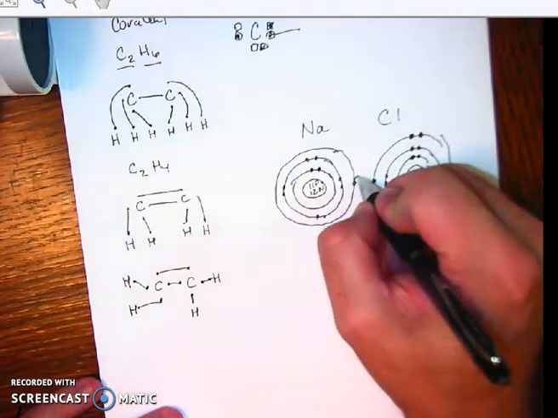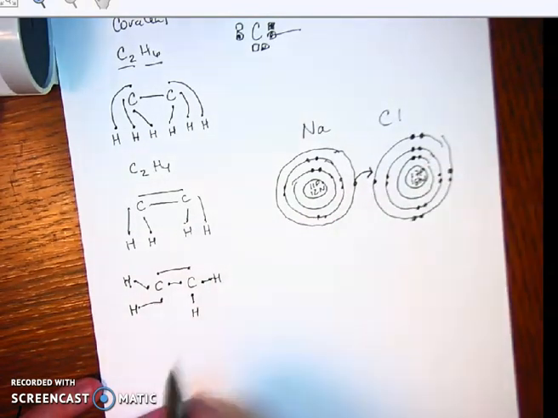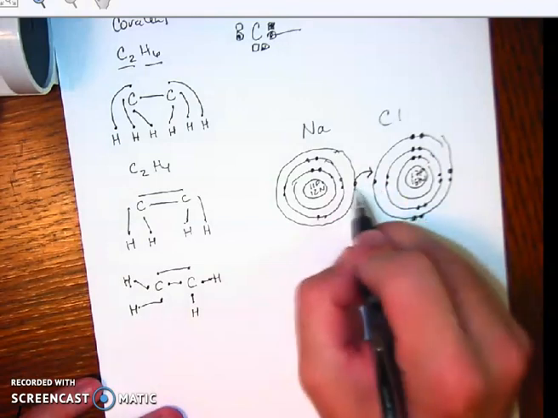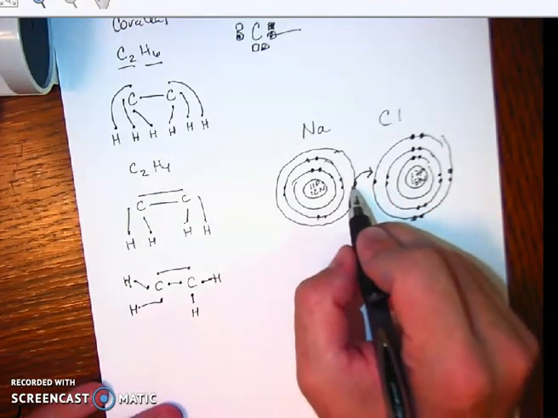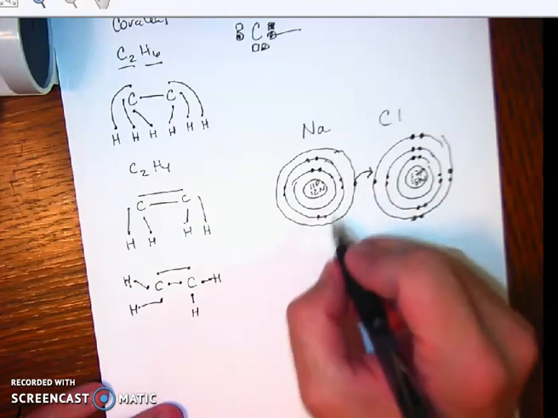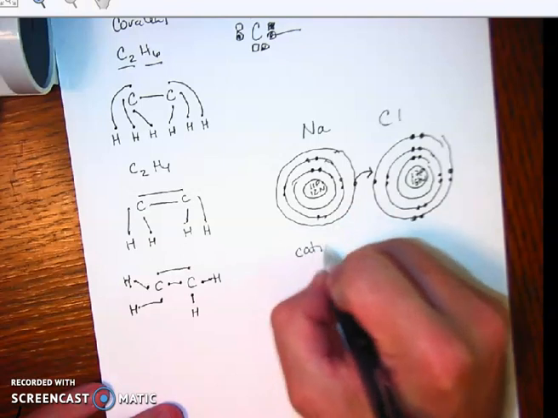So the way to do this, I'm not going to draw a line, I'm actually going to draw a transition. So it shows me where it's coming from and where it's going to. A line would signify that they're sharing. They're not sharing this. This is a transfer. So the arrow is going to signify it's going from what is going to be referred to as the cation.